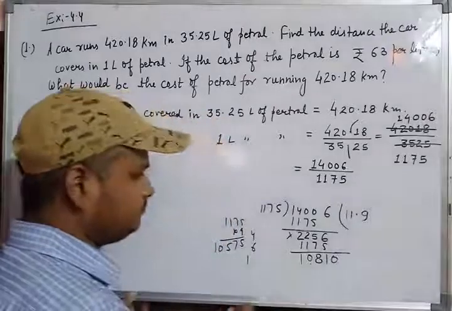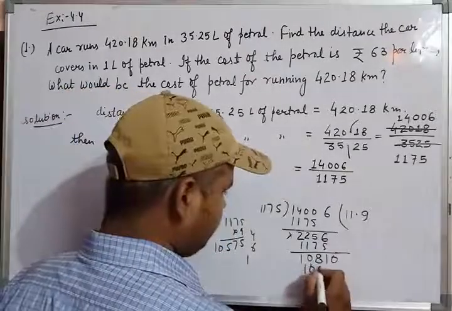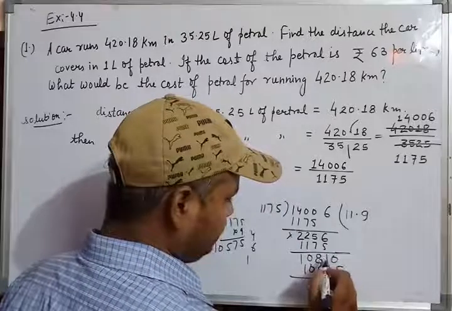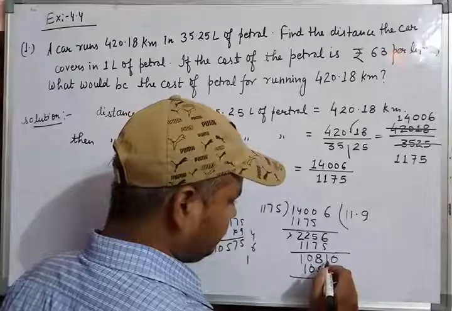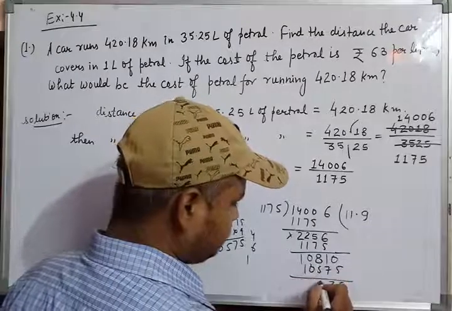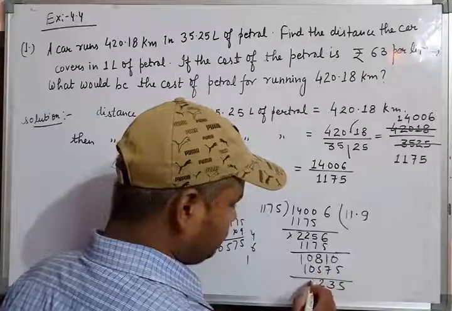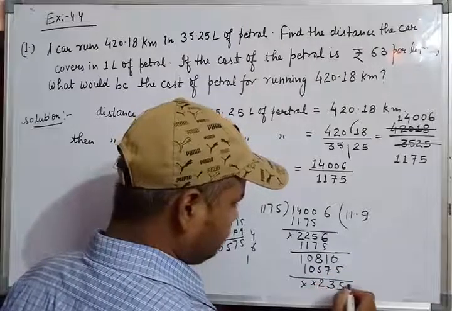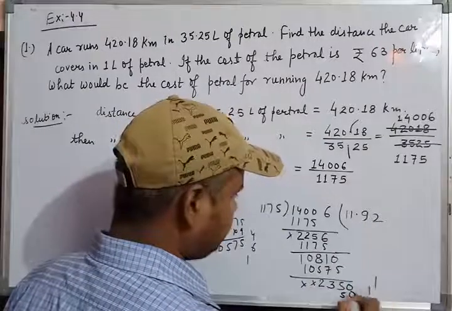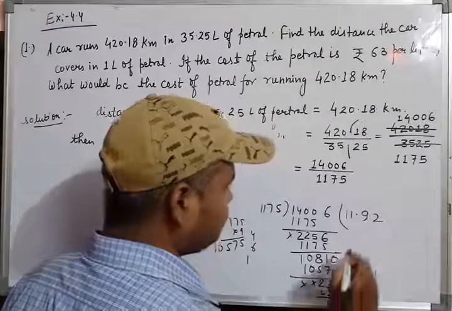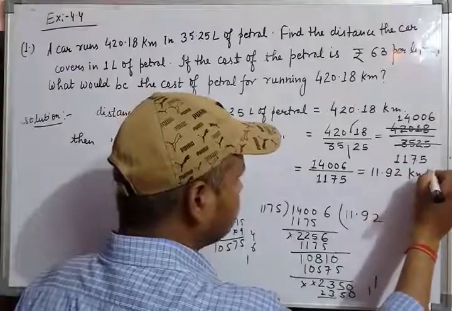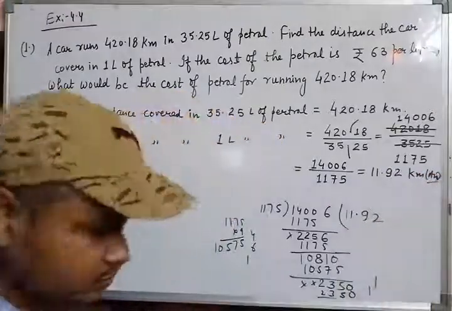Put the decimal here. 10 5 7 5. Now we can write 10 minus 5 is 5, and 10 minus 7 is 3, and 7 minus 5 is 2, and 2 5s are 10, 2 7s are 14 or 15, 2 1 is 2 and 3, 2 1 is 2. Okay, so the answer of this question is 11.92 kilometer. This is the solution of the first question.